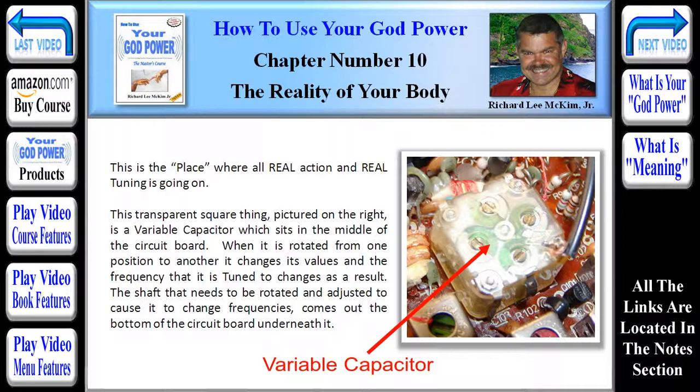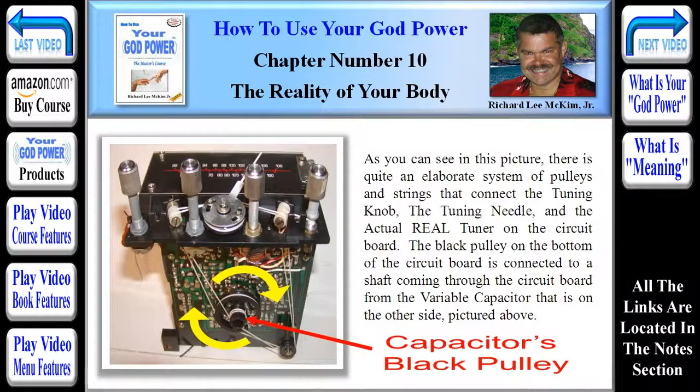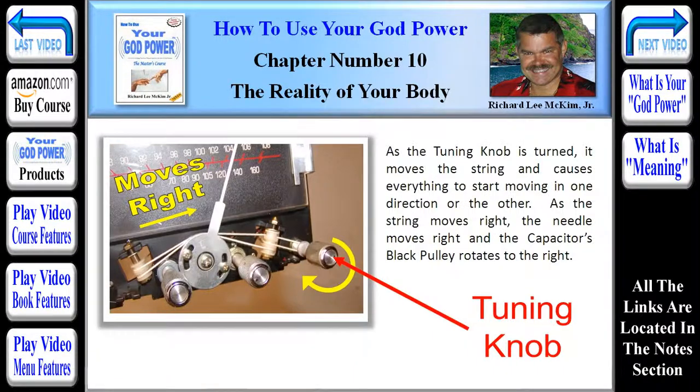Okay, we have another picture here at the bottom. As you can see in this picture, there is quite an elaborate system of pulleys and strings that connect the tuning knob, the tuning needle, and the actual real tuner on the circuit board. The black pulley on the bottom of the circuit board is connected to a shaft coming through the circuit board from the variable capacitor that is on the other side, pictured above. As the tuning knob is turned, it moves the string and causes everything to start moving in one direction or the other. As the string moves right, the needle moves right, and the capacitor's black pulley rotates to the right.